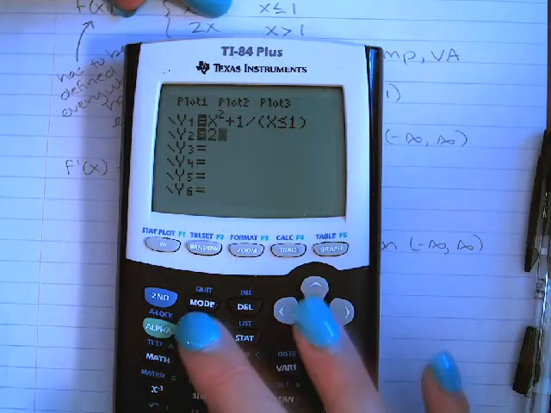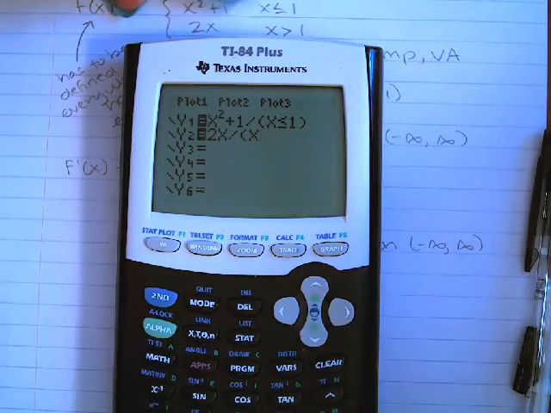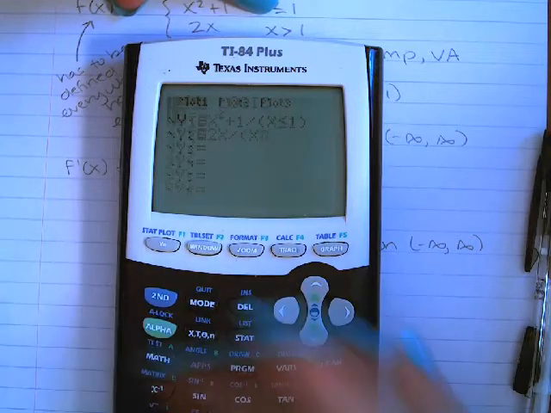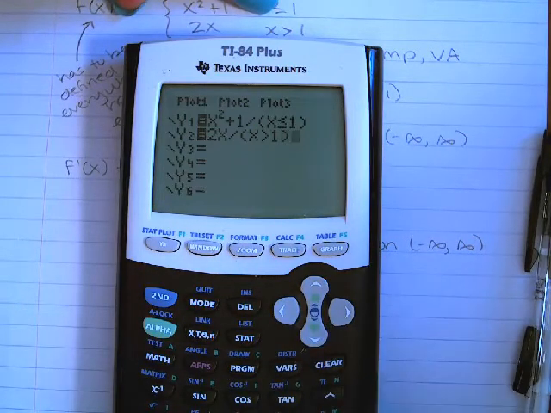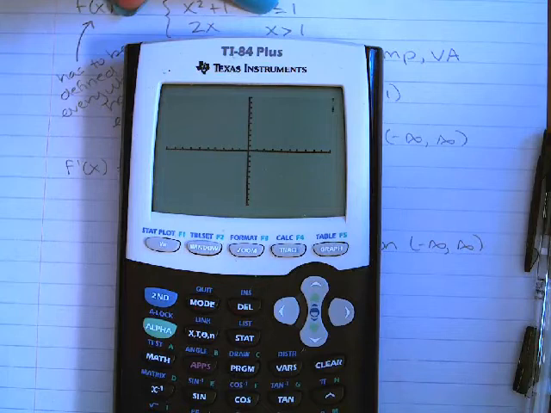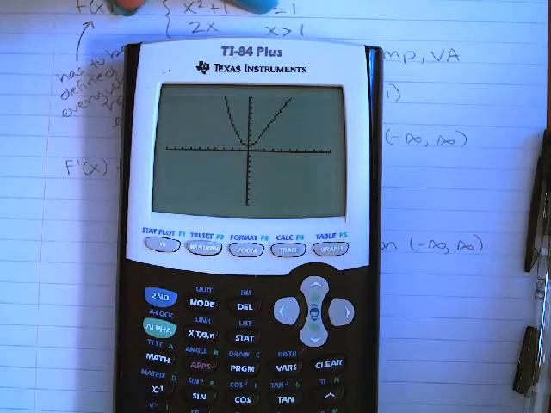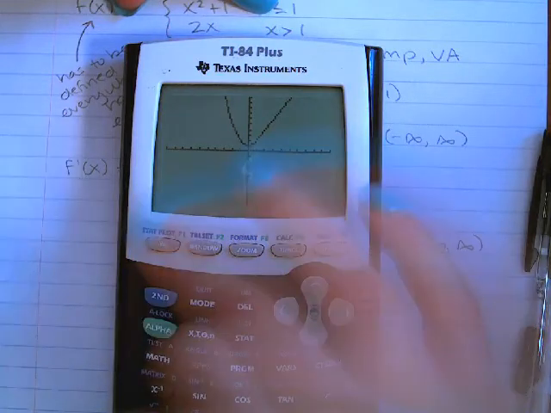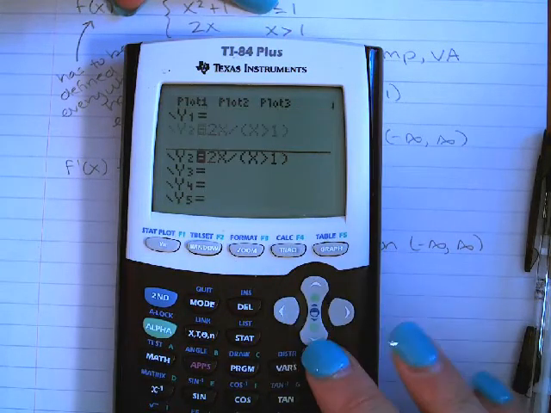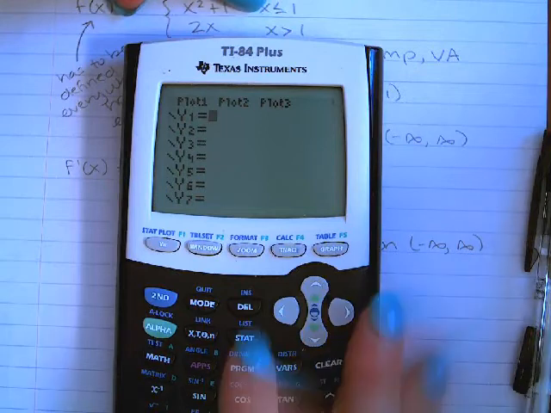Now I've got 2x if x is greater than 1. Second math, greater than 1. And you can see when you graph it that those two pieces did connect. They were continuous. And now I can go ahead and I can even graph the derivative.